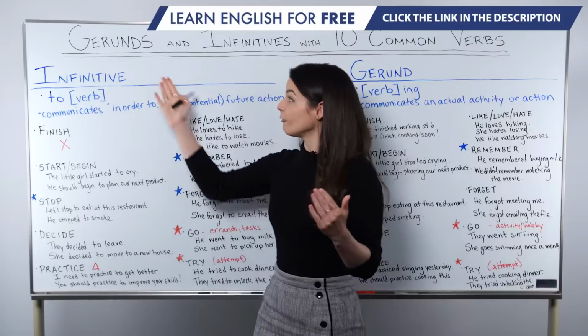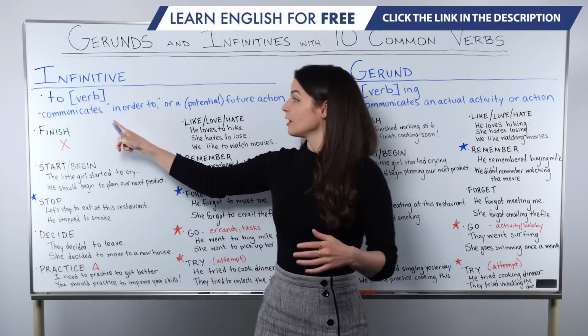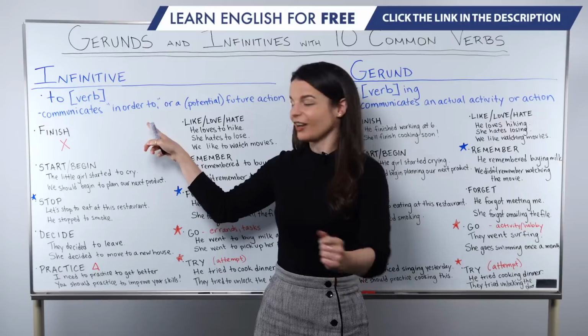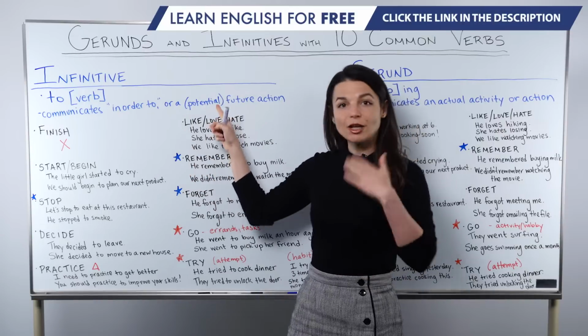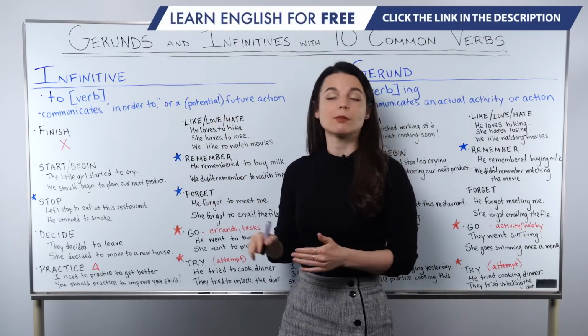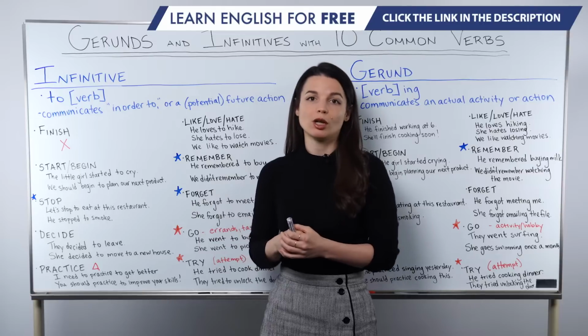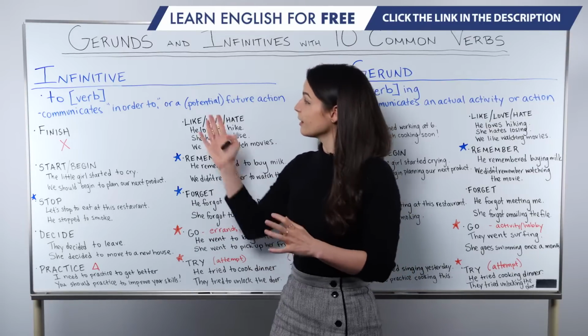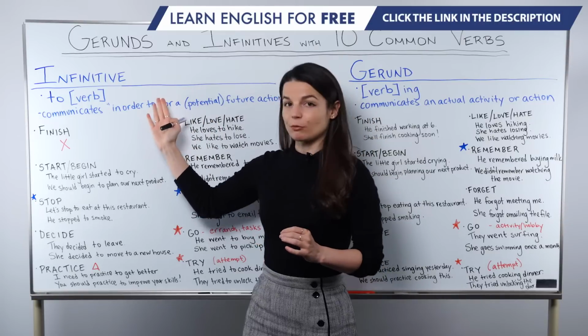So the infinitive form communicates the feeling of in order to do something, or it communicates a potential future action. So something that might happen in the future, something that is going to happen in the future, and so on. So this is the thing that infinitive refers to.